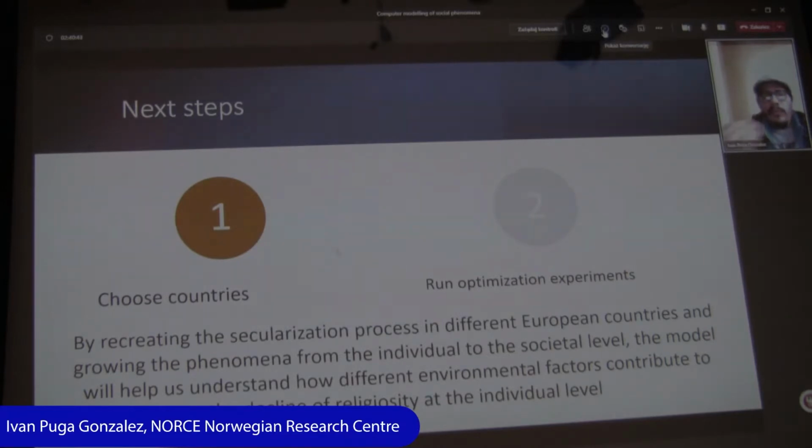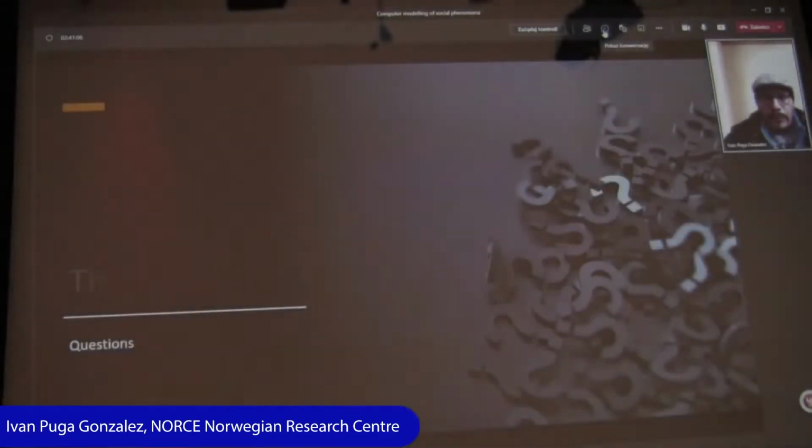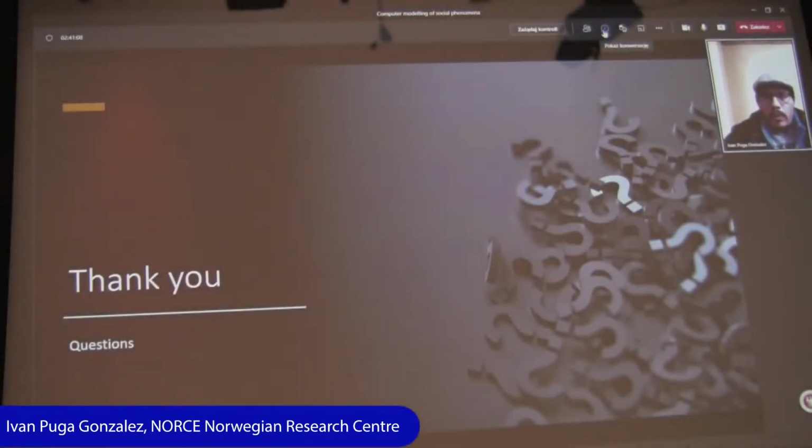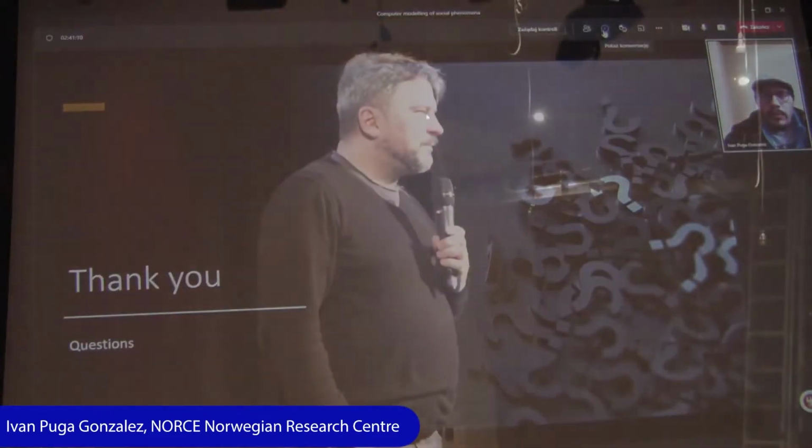Once we do this, we hope that we will be able to recreate the secularization process for some specific countries. And by doing that, we will get a better understanding of how these different environmental factors contribute to the secularization process at the individual level. So that's what I have for now. And now I'm open to questions.